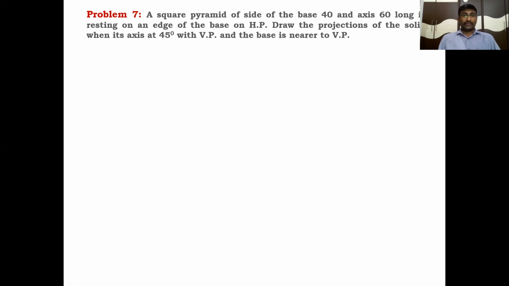So that square pyramid, side of the base 40 and axis 60 long, is resting on an edge of the base on HP. The edge is mentioned in the problem. Whenever the edge is mentioned in the problem, that edge must be located on the HP. So the edge of the base is on HP. Draw the projections of the solid when its axis is 45 degrees with VP and the base is near to the VP.